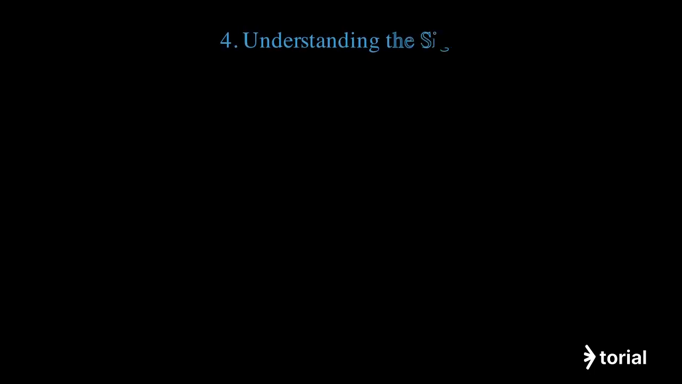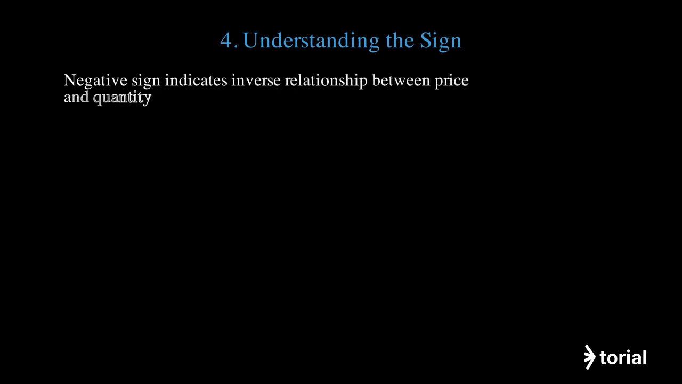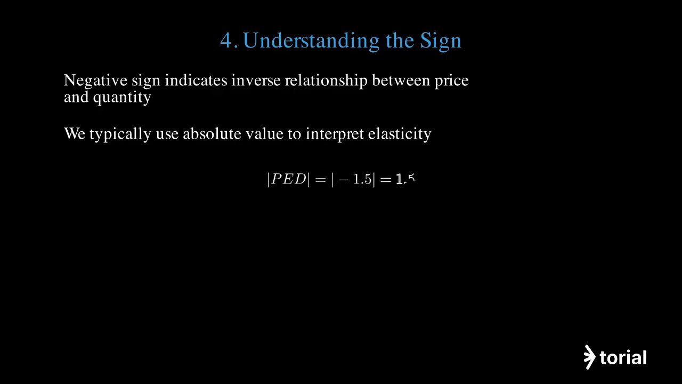Let's discuss why we got a negative value and what it means. The negative sign simply reflects the inverse relationship between price and quantity demanded. Economists typically use the absolute value when interpreting elasticity to focus on the magnitude. Taking the absolute value, we get 1.5.